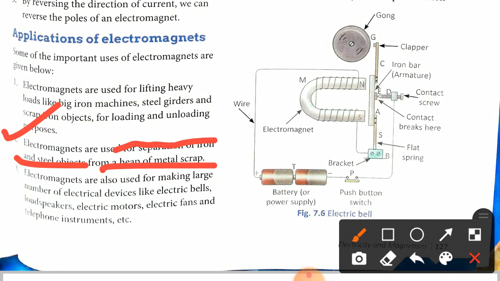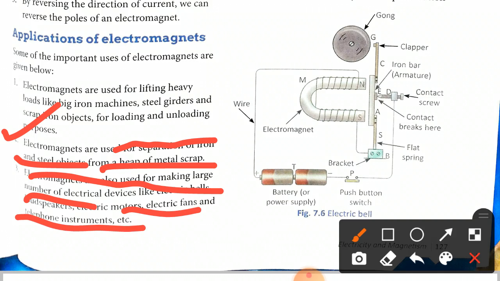Electromagnets are also used for making a large number of electrical devices like electric bells, loudspeakers, electric motors, electric fans and telephone instruments, etc.